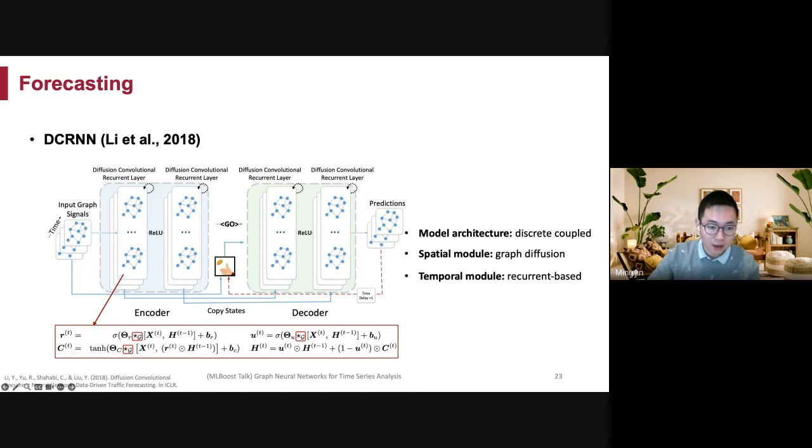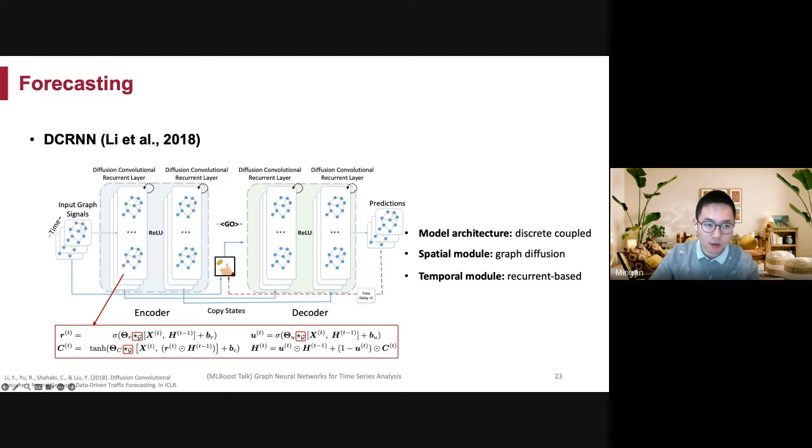So the core idea here, if you have a look at the equation, you could find it's a typical RNN formulation. But the difference is it injects the graph convolution into this operation. So you diffuse them together. In that case, you could find the model architecture we mentioned here is actually discretely coupled. And the spatial module here, for example, can use graph diffusion as a modeling approach to learn the spatial dependencies. And the temporal module here is the recurrent models and quite straightforward.